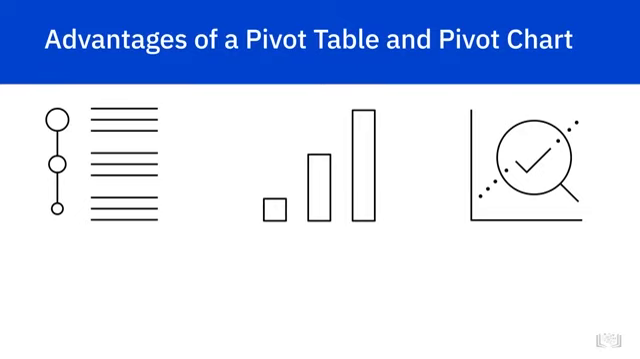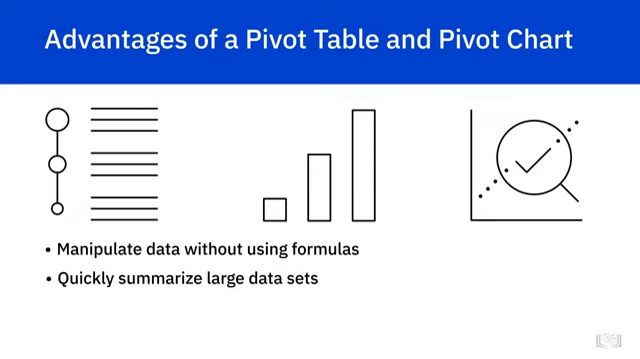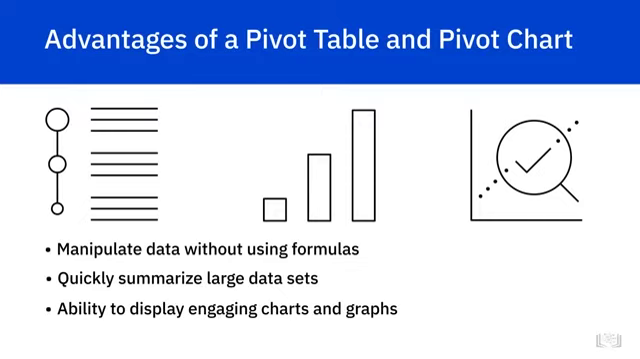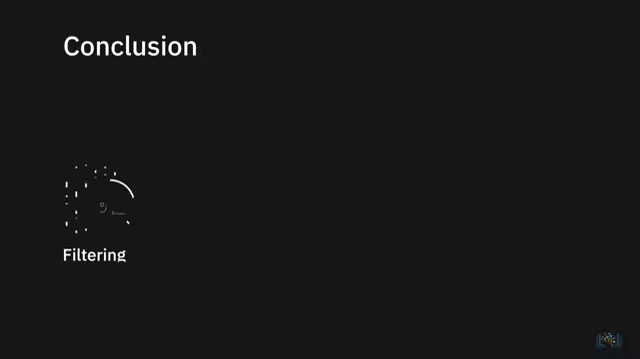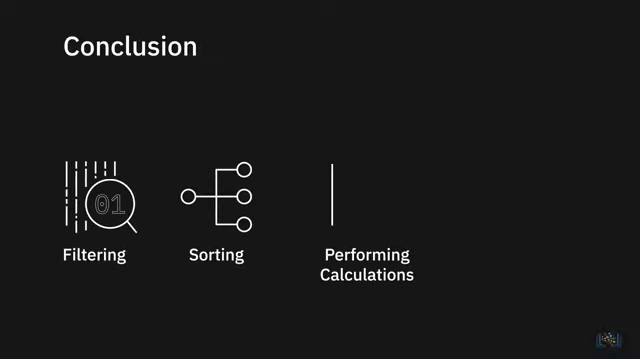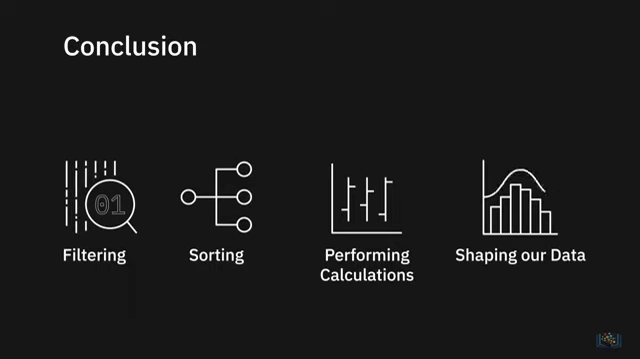The advantages of selecting a pivot table and chart are: manipulate data without using formulas, quickly summarize large data sets, and the ability to display engaging charts and graphs. In this video, we learned about the importance of filtering, sorting, performing calculations, and shaping our data to provide meaningful information. And we learned about some of the tools to begin analyzing our data. In the next video, we will learn more about filtering and sorting our data.